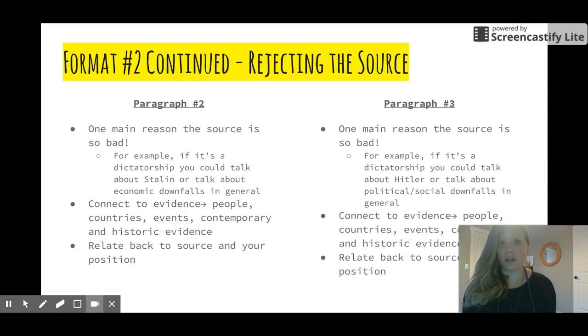So paragraph number 2 and 3, your body paragraphs, look the same. Instead, if you're rejecting the source, you're going to talk about why the source is so bad. So, for example, if it's a dictatorship, you could talk about Stalin or economic downfalls. In paragraph 3, my example is you could talk about Hitler or political and social downfalls. Again, remember to connect to evidence and relate back to the source in your position.